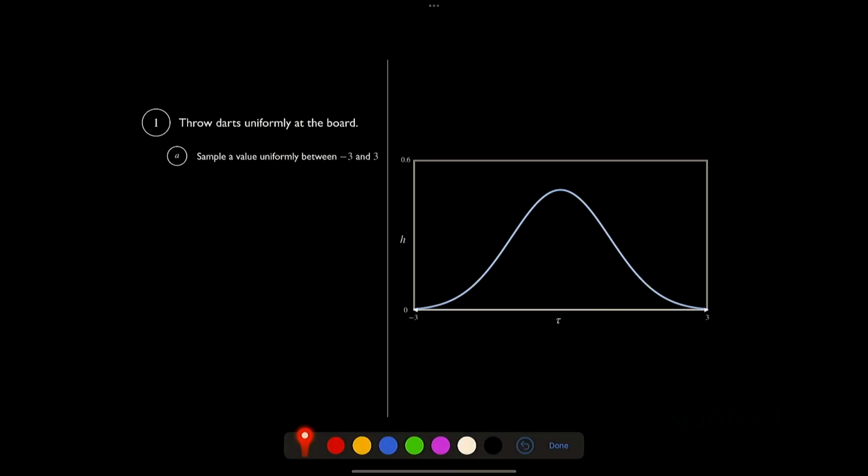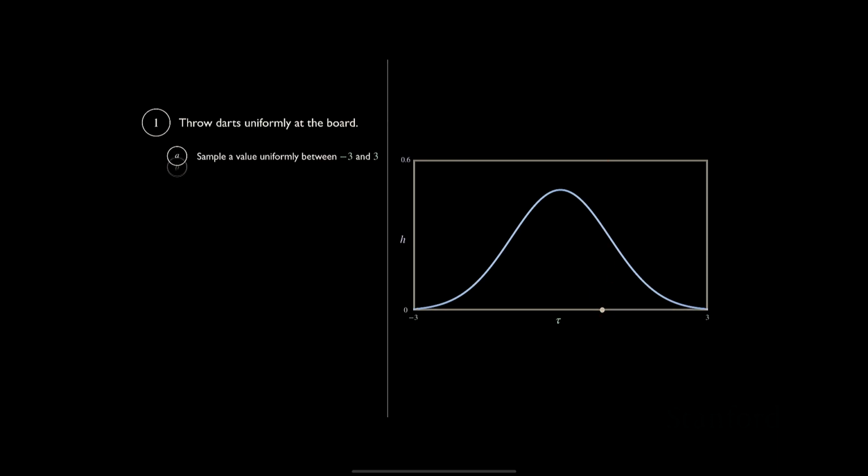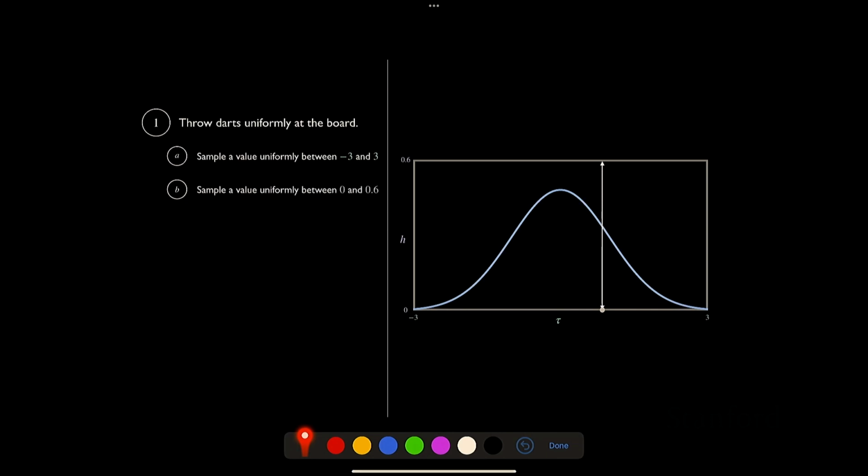But basically the first thing that we did, or the first thing that we might do, is sample a value along this axis of the dartboard. So we'll sample a value uniformly between -3 and 3. And then once we pick a value here, we need to pick a height uniformly on the dartboard. So then we just sample a value uniformly between 0 and 0.6 to get the height of the dart.